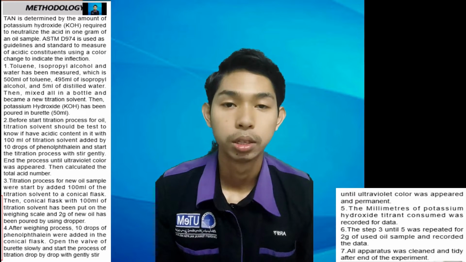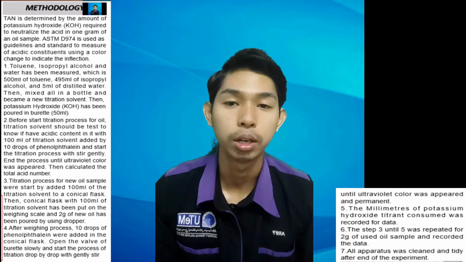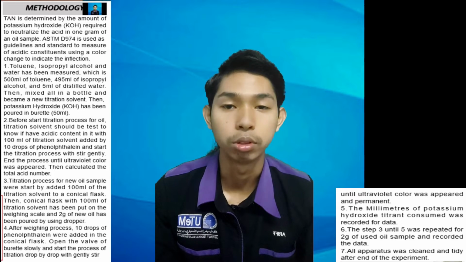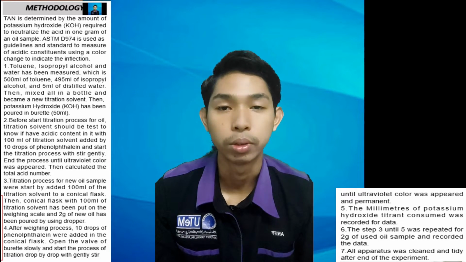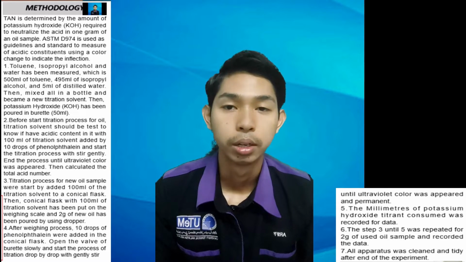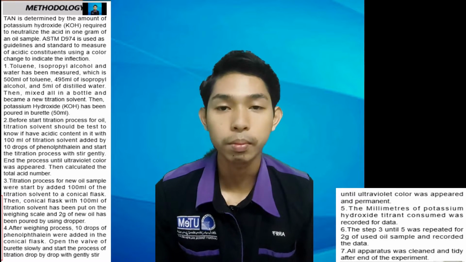For preparation, the titration solvent should be prepared from toluene, isopropyl alcohol, and distilled water, which is 5 ml of toluene, 495 ml of isopropyl alcohol, and 5 ml of distilled water. Then mix all in a bottle to become the new titration solvent. Then potassium hydroxide is poured into the burette.